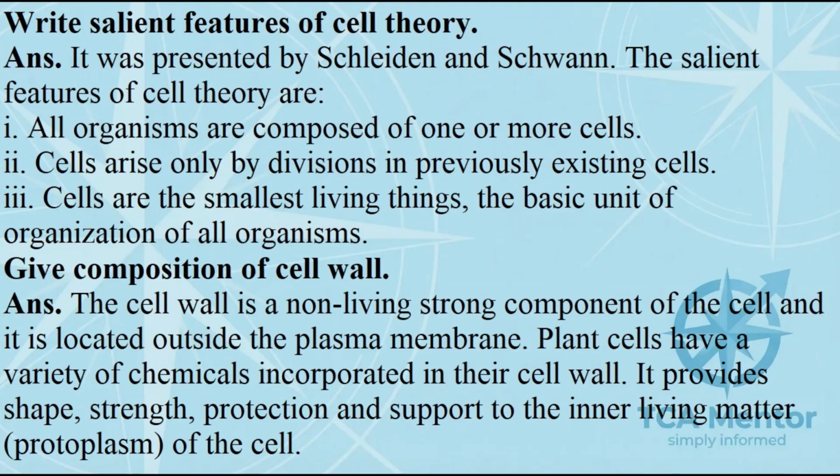Give composition of cell wall. ANS. The cell wall is a non-living strong component of the cell and it is located outside the plasma membrane. Plant cells have a variety of chemicals incorporated in their cell wall. It provides shape, strength, protection, and support to the inner living matter, protoplasm, of the cell.